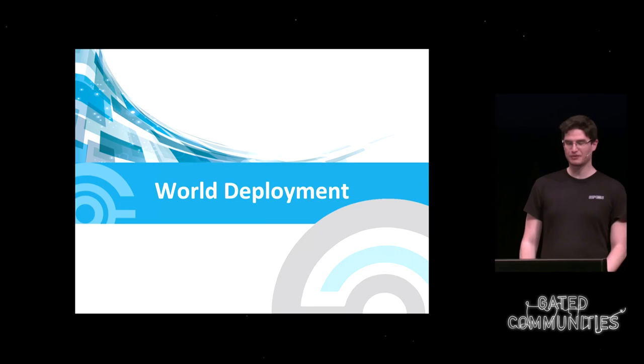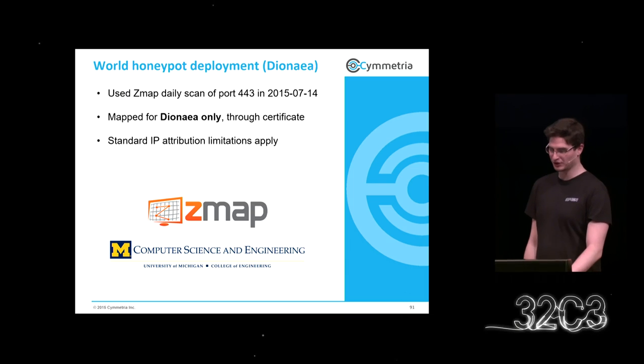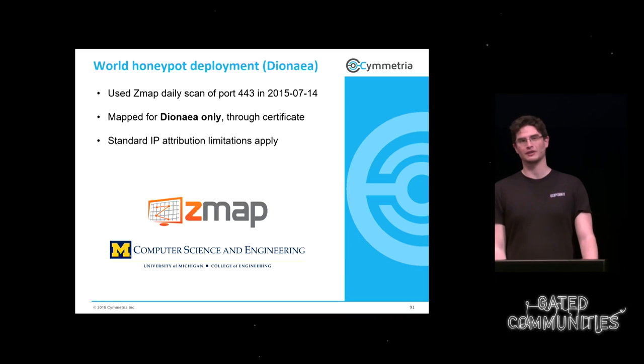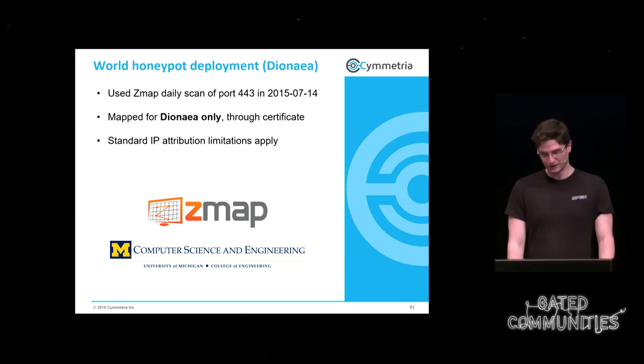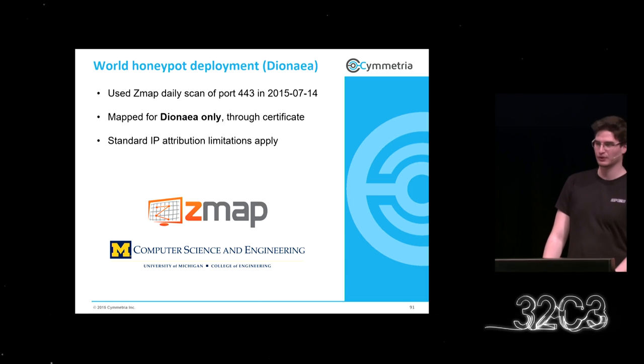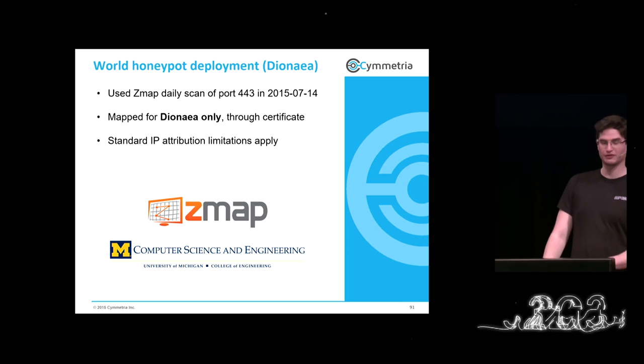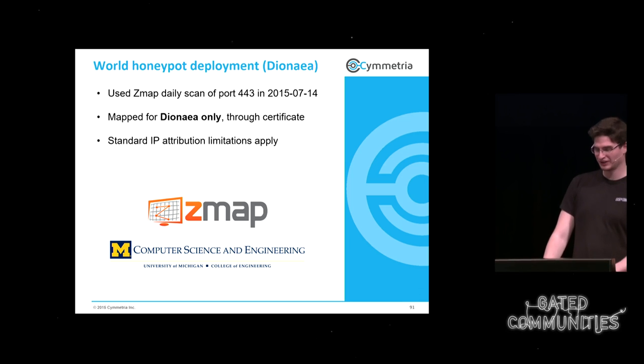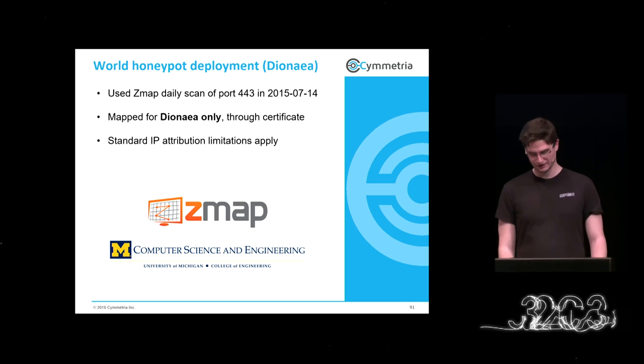Cool. So now after we had all these types of ways of figuring out deployment and how to detect honeypots, we said, let's just look everywhere in the world that honeypots are deployed. Maybe it'll be interesting. And what we did was we used the ZMap project, which is a way of scanning all the internet very quickly. And we took one of their daily scans for HTTPS certificate information, and we did it for one day. This was for the 14th of July in 2015.